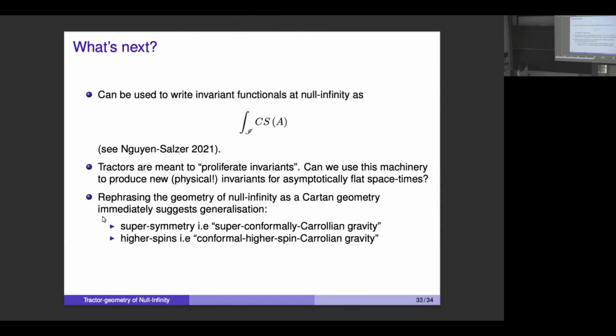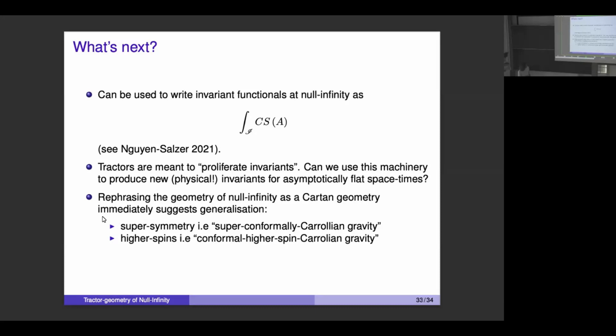Okay. And so now, what's next? What can you do with all of this? One thing that is slightly immediate is that you can just write a Chern-Simons functional for this connection. For a connection in 3 dimensions, you look for the Chern-Simons functional. Of course, the field equations are going to be flatness, and we know that flatness means absence of gravitational radiation. So it would give some sort of effective action for these boundary degrees of freedom. And this has been discussed in this work.